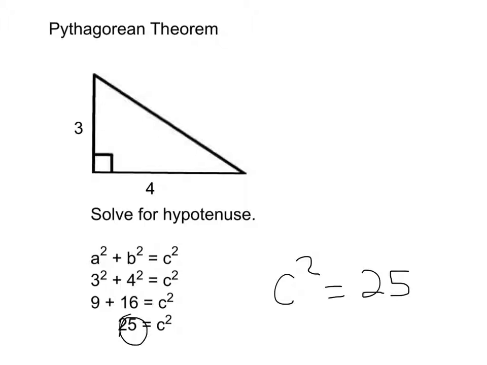If we want C to stand alone, we need to take the root of C. If we do that to one side of the equation, we must do it to the other side of the equation. The square root of C squared is simply C. The square root of 25 is 5. The answer to this hypotenuse then is 5.